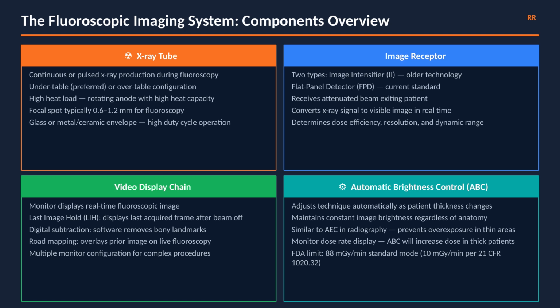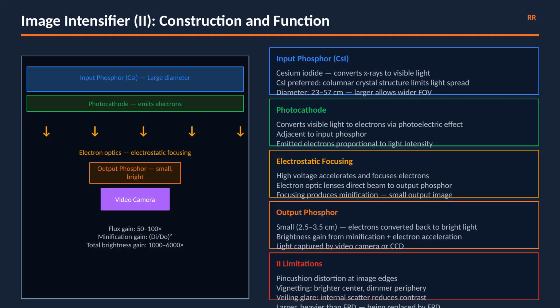The video display chain. Monitor displaying the live image. Last image hold, digital subtraction, and road mapping. An automatic brightness control, ABC, adjusts technique automatically as patient thickness changes. Similar to AEC in radiography. The FDA limit for standard mode is 88 milligrays per minute entrance air Kerma rate. Walk through the image intensifier diagram from top to bottom.